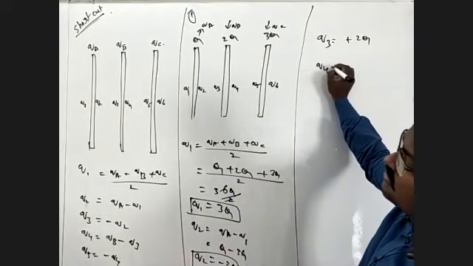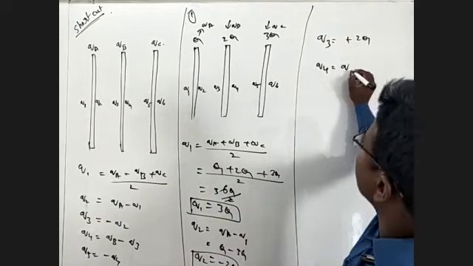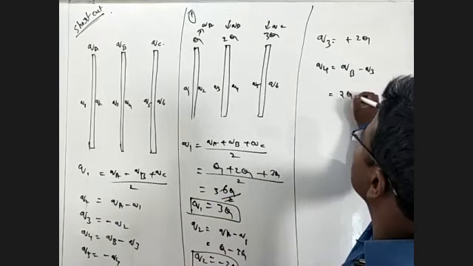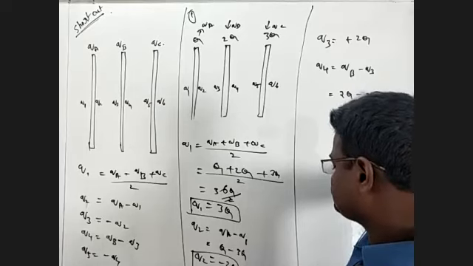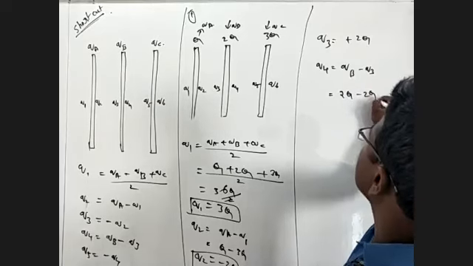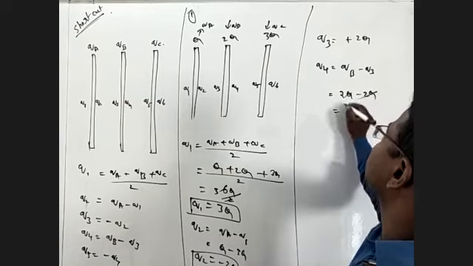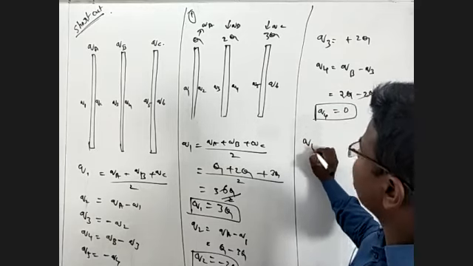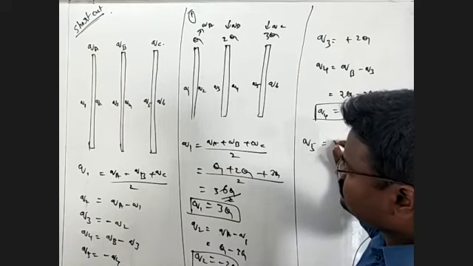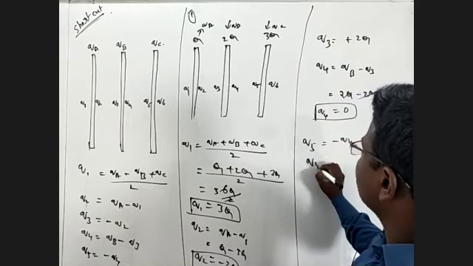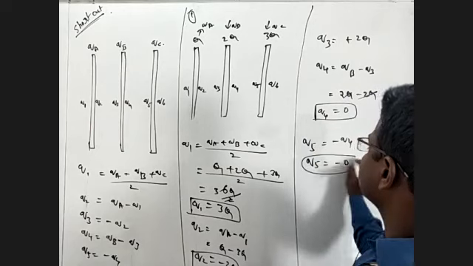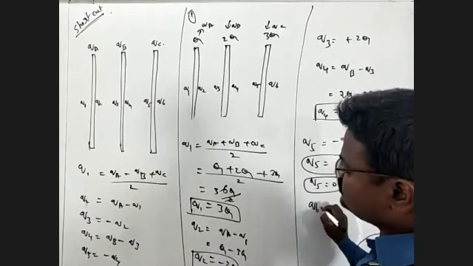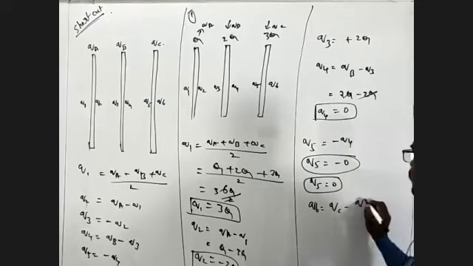Next, the Q4 value. Q4 is equal to QB minus Q3. QB means 2Q minus Q3. Q3 is 2Q. The value is 0. Q4 is 0. Next, the Q5 value. Q5 is equal to minus Q4. Minus Q4 means minus 0. Q5 is equal to 0. Next, Q6 is equal to QC minus Q5.